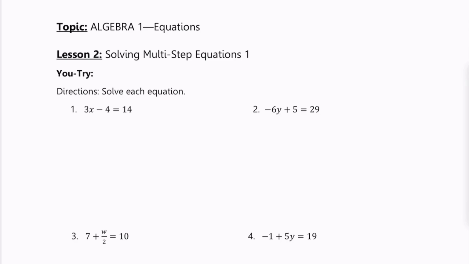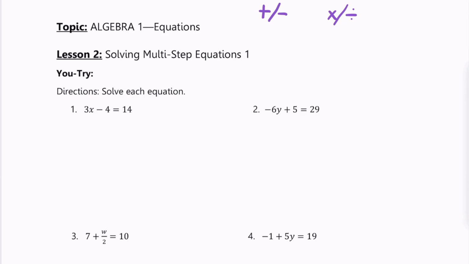Just a little reminder, we want to isolate our variables, and we're going to work backwards in our order of operations. When we isolate our variables, we have to do inverse operations to get our variables by themselves. The opposite of addition is subtraction, and the opposite of subtraction is addition. The opposite of multiplication is division, and the opposite of division is multiplication.